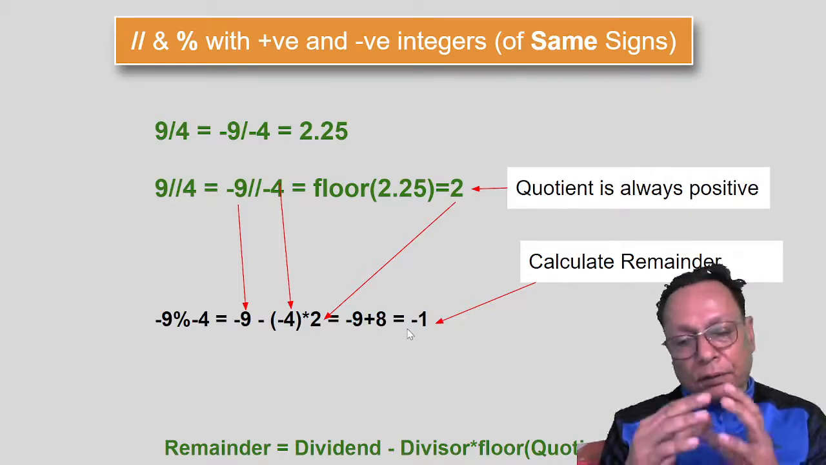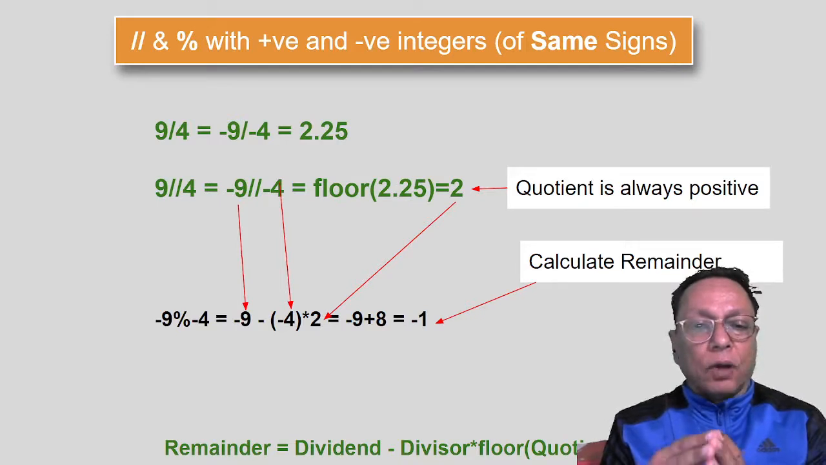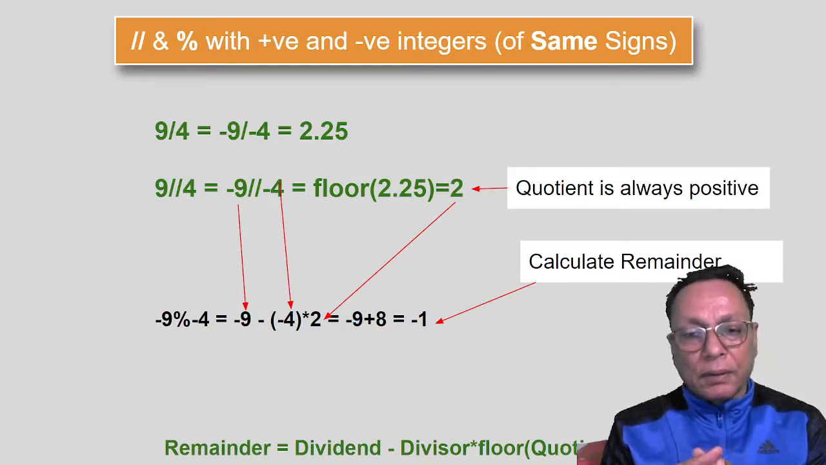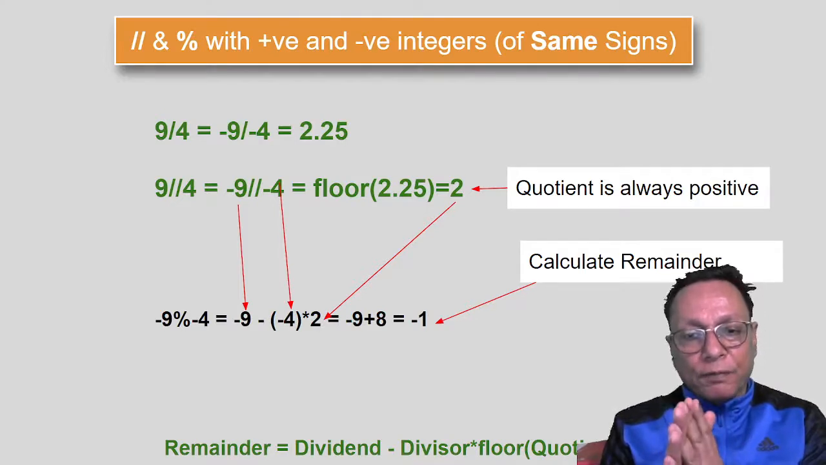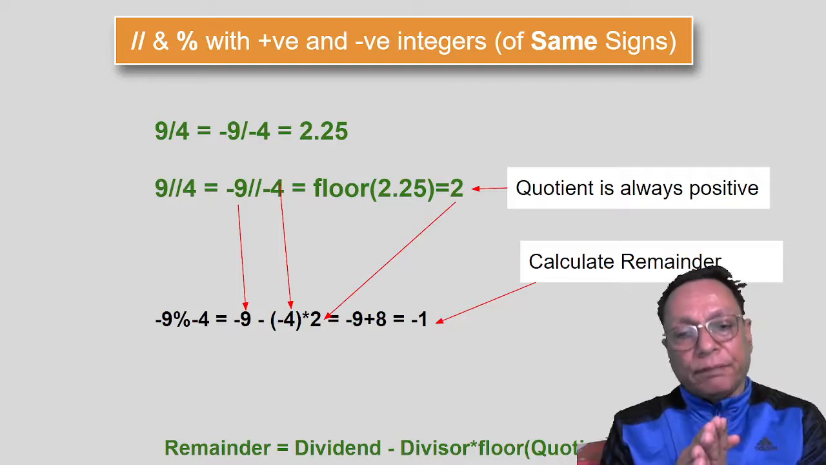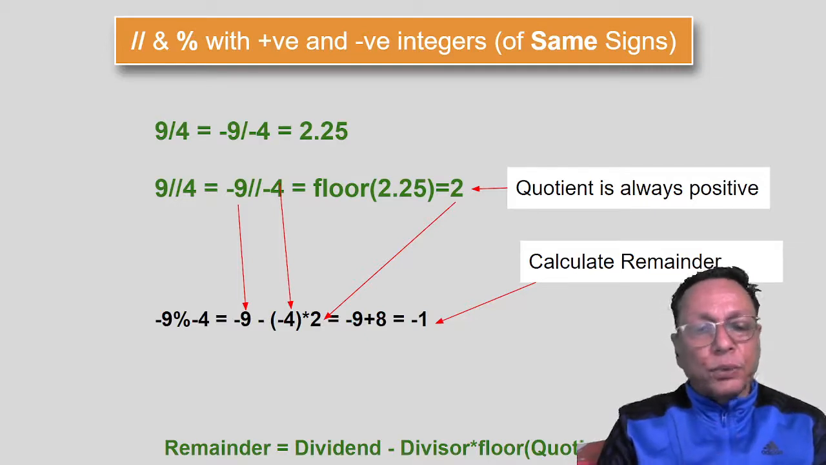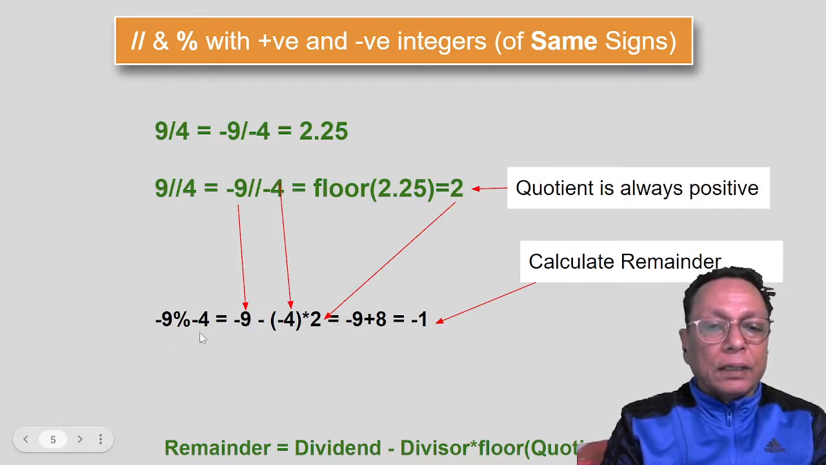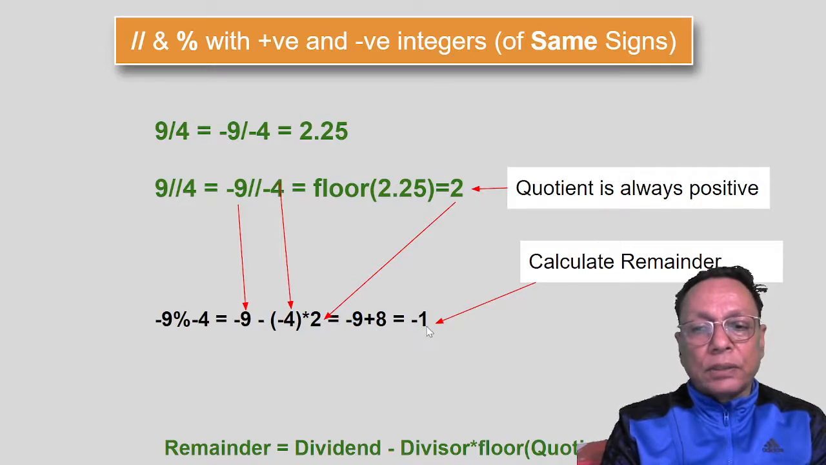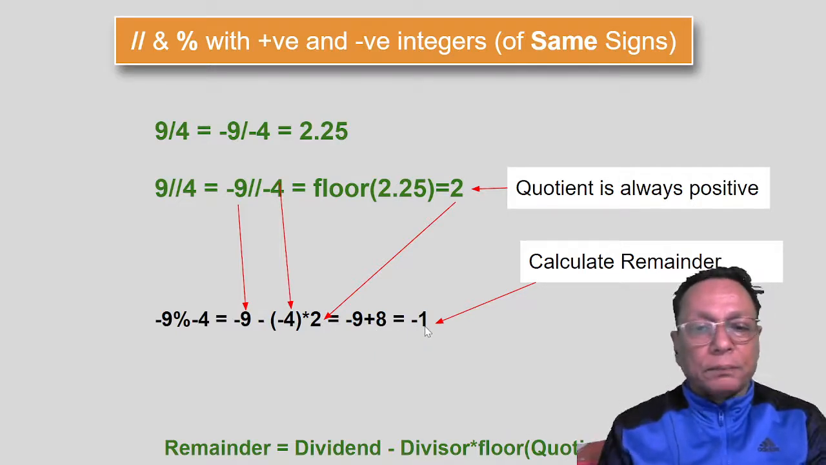So if the signs or the operators are the same, the quotient will always be positive. But yes, the remainder could be different. So this way, minus 9 modulo minus 4 will give you minus 1. So the modulus, or remainder, is minus 1 here.